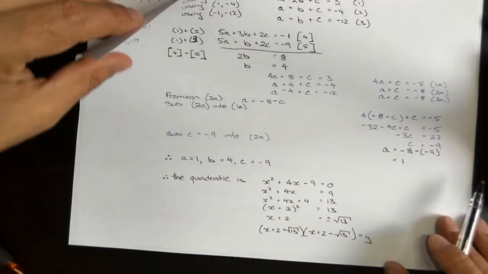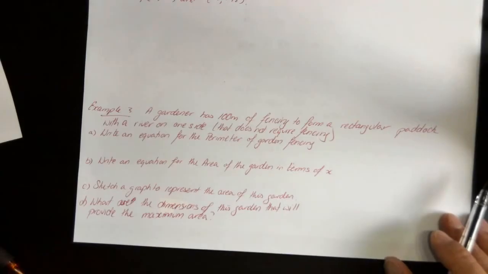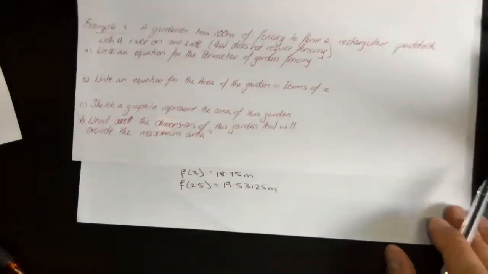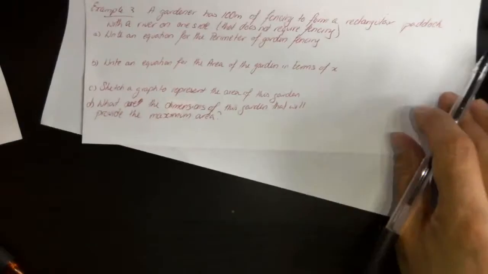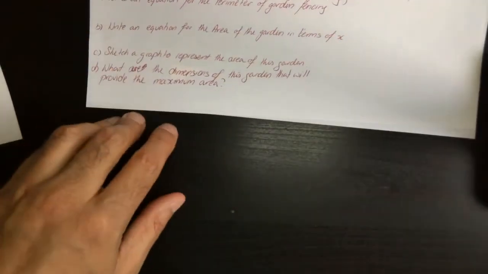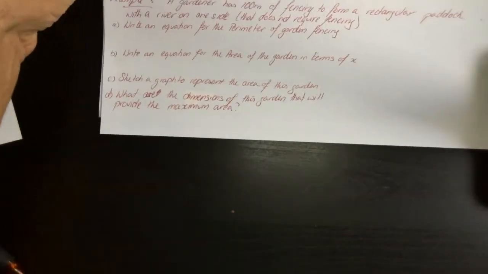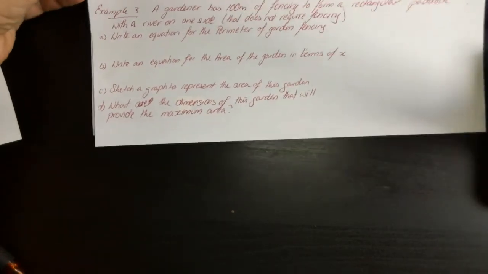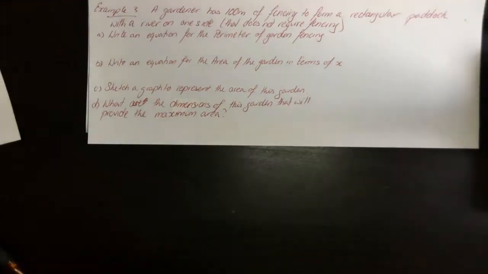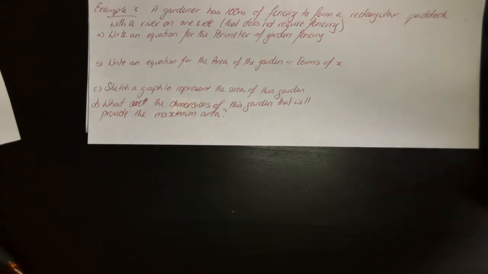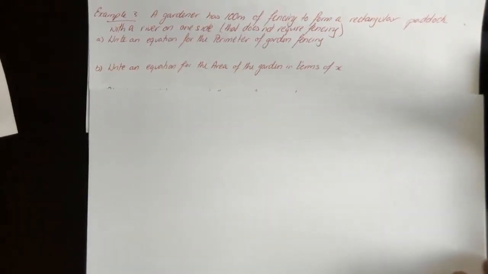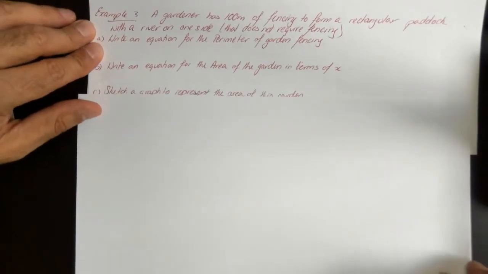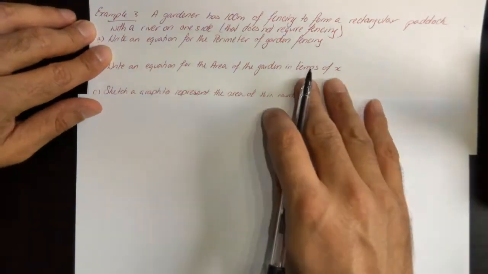All right. Example 3. Okay. So it says a gardener has 100 meters of fencing to form a rectangular paddock with a river on one side. That doesn't require fencing.